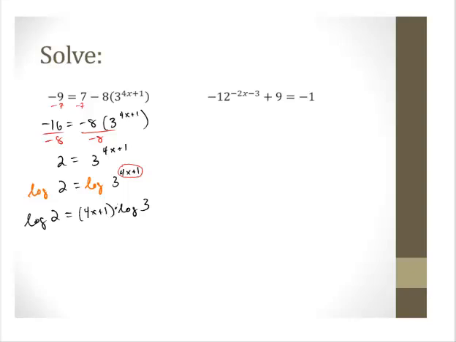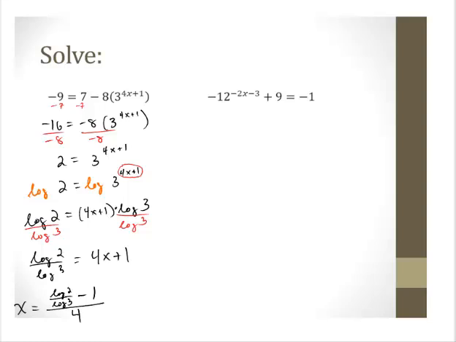Now it's multiplying. So now we need to solve for x. Well, one approach would be, let's divide by log 3. So then log 2 over log 3 is 4x plus 1. Now to isolate x, I would subtract 1 and divide by 4. So then x would equal log 2 over log 3, subtract 1, divide by 4.